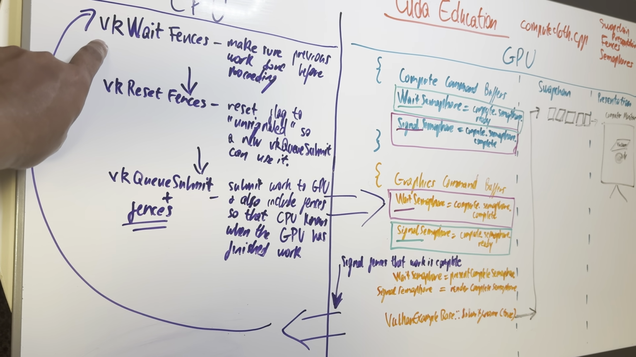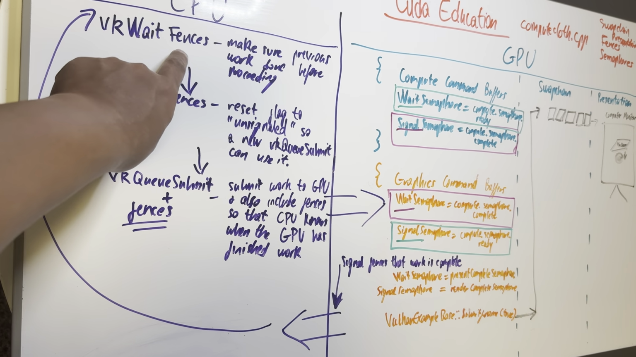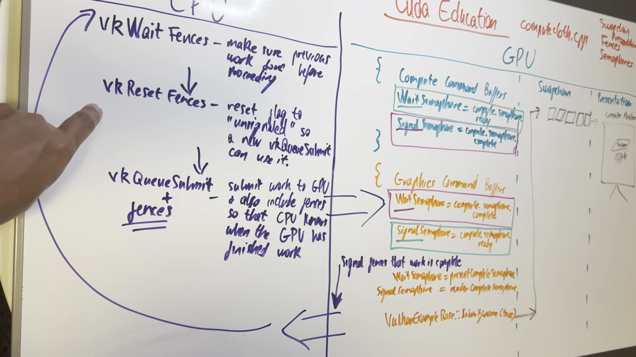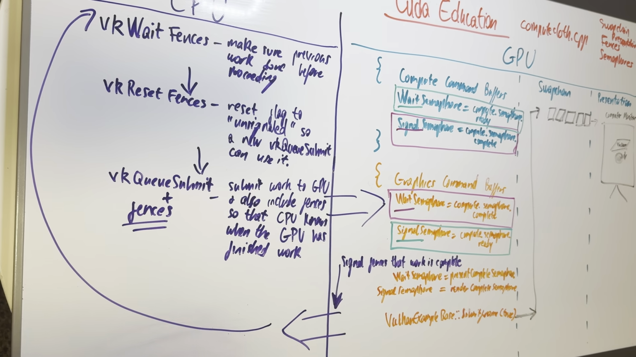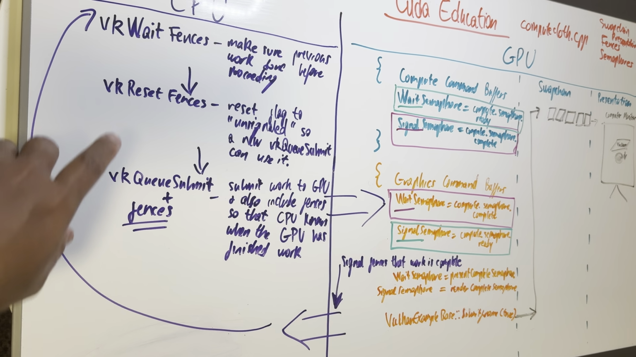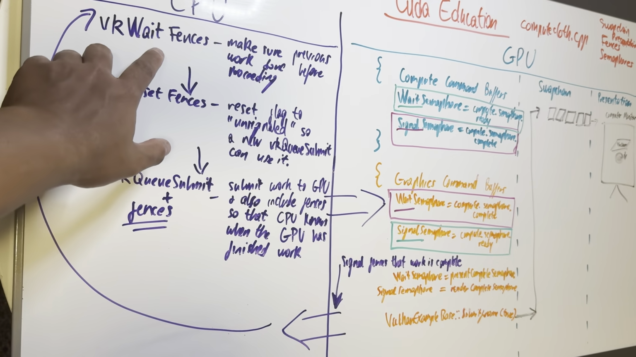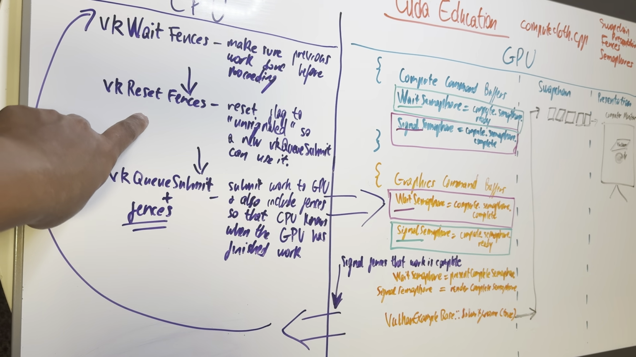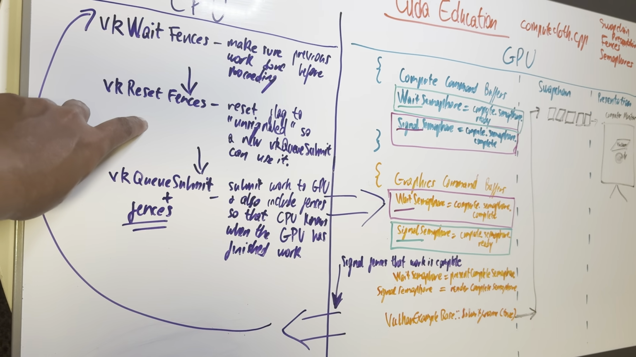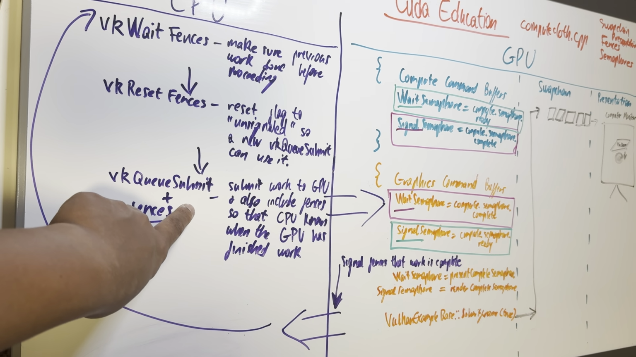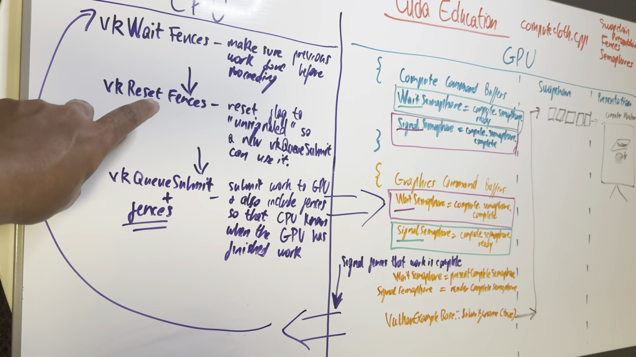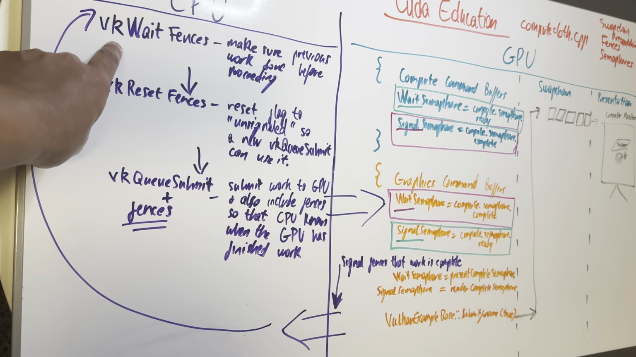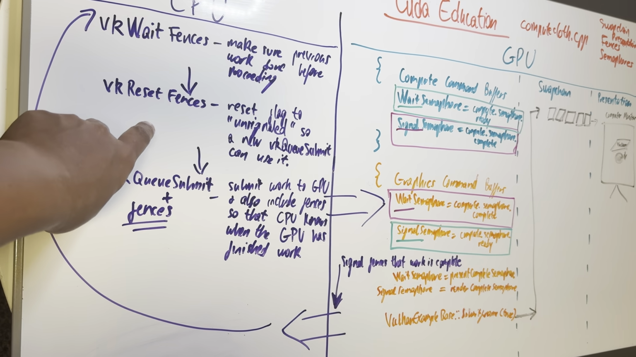Once we wait on the fence, we immediately go to resetting the fence. So when we wait on the fence, we wait on it to be signaled to say, hey, the GPU work is done. So once it's signaled, we immediately put the fence back in unsignaled state, right? Because we want to submit a new set of work to the GPU. So we wait for the fence to be signaled. We now have clearance to proceed once it's signaled.